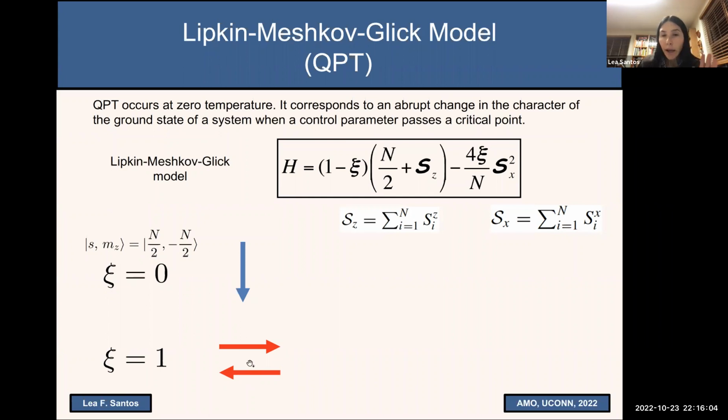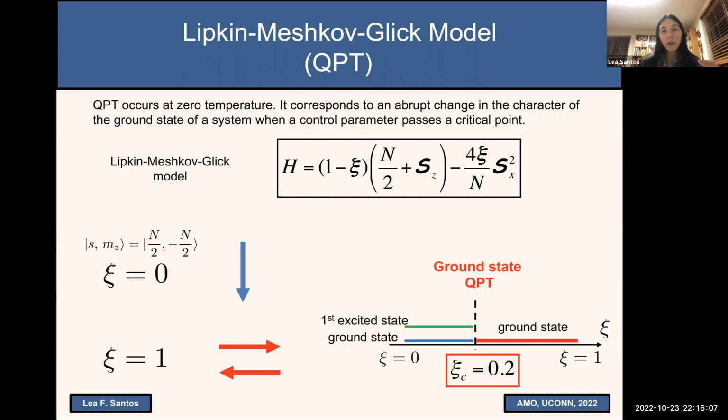Okay, so if we look again at the energy of the ground state, when we are at this point, Xi 0, the energy of the ground state is separated from the energy of the first excited state. As we now increase Xi towards Xi 1, we'll reach a point where this gap will vanish. This is the critical point for the ground state quantum phase transition. Beyond this point, we'll have this doubly degenerate ground state. This model is known as the Lipkin-Meshkov-Glick model. For this model, the critical point is 0.2.